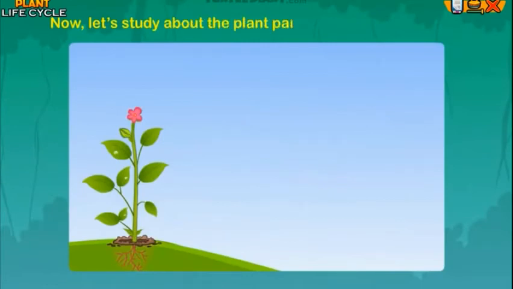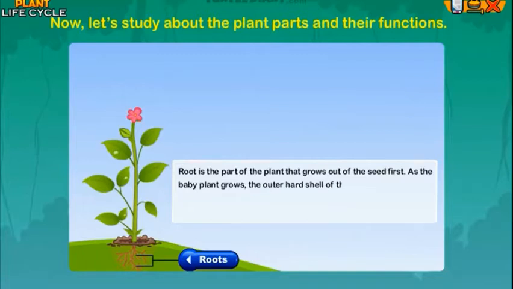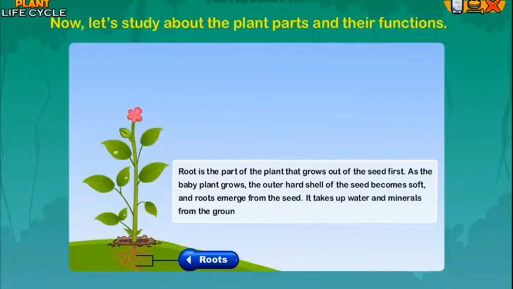Now let's study about the plant parts and their functions. Roots. Root is the part of the plant that grows out of the seed first. As the baby plant grows, the outer hard shell of the seed becomes soft and roots emerge from the seed. It takes up water and minerals from the ground to be used by the plant.